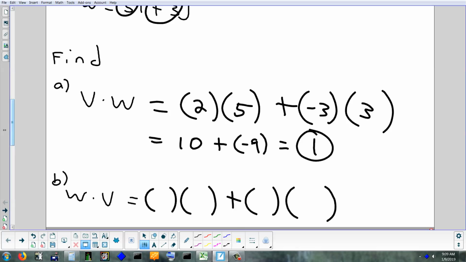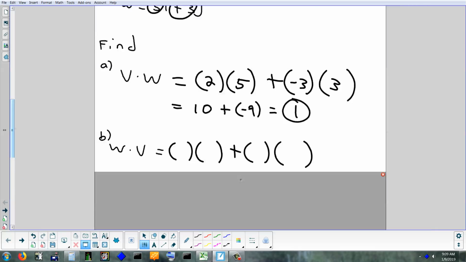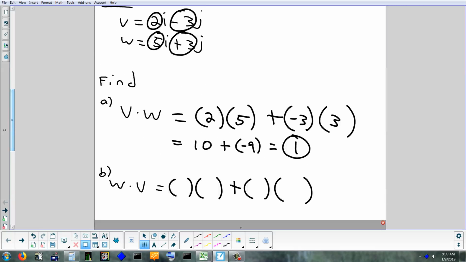Well, let's see. That's the point. I want to see what happens if you switch the order. It comes out the same thing. You think it's going to be the same? I know it's going to be the same. It's gonna flip. 5 times 2 is the exact same number. No, not like that. All right.